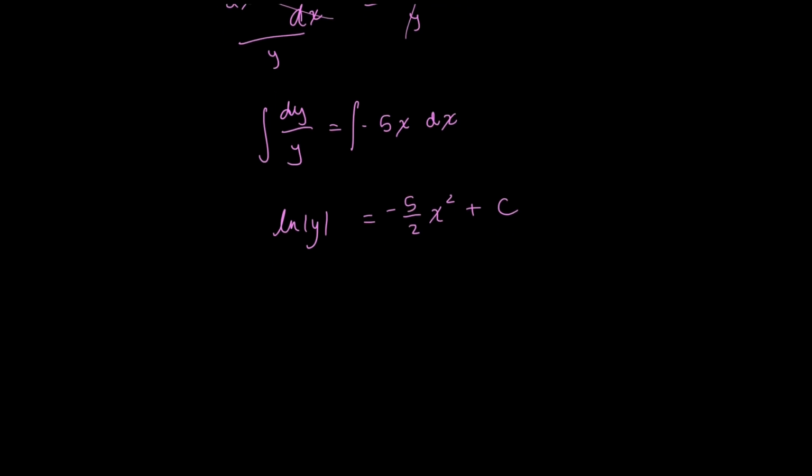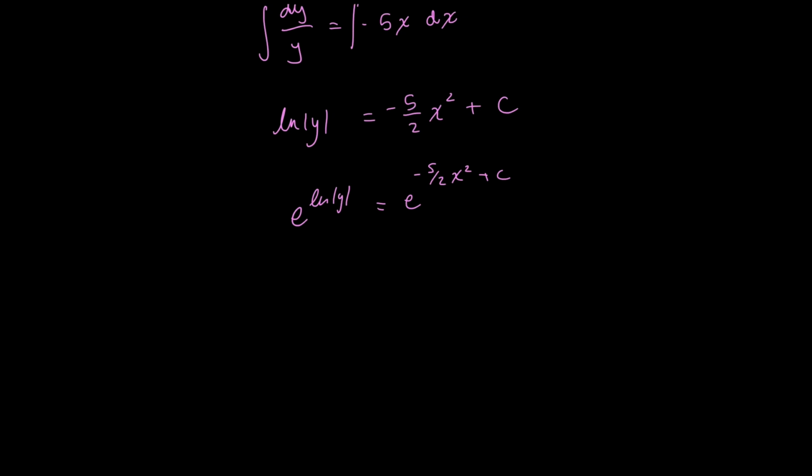Now to find the explicit solution, I want to isolate y fully, so what I'll be doing is I'll be using e to the power of everything, so e to the power of ln y, and then on my right hand side I'll be doing the same thing, so e to the power of negative 5 over 2 x squared plus c. And on my left hand side I'm just left with the y, and then on my right hand side I have e to the power of negative 5 over 2 x squared times e to the power of c, because you could do that because it's a plus c power.